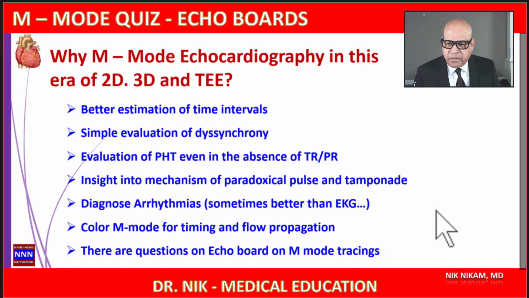and tamponade. It is also useful in diagnosing arrhythmias, for example, atrial flutter, where you may be able to see the flutter waves better than you can discern them on an electrocardiogram, especially when the rate is fast with a 2-to-1 conduction. Color M-mode is excellent for timing and flow propagation in patients with tricuspid regurgitation or mitral regurgitation. And the most important reason why you need to know about the M-mode echocardiography is because it is complementary to the two-dimensional and TEE studies.